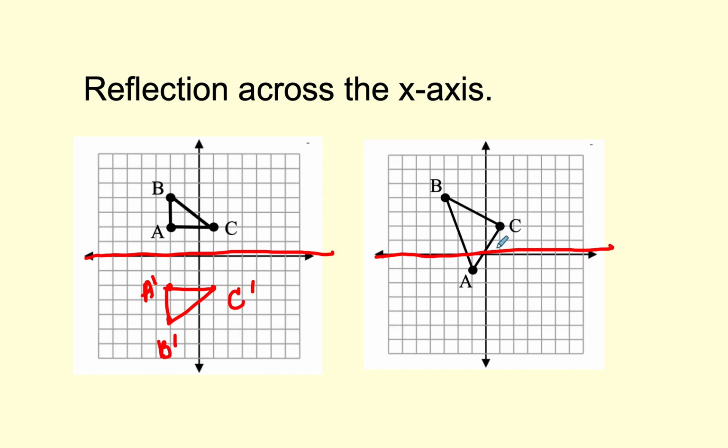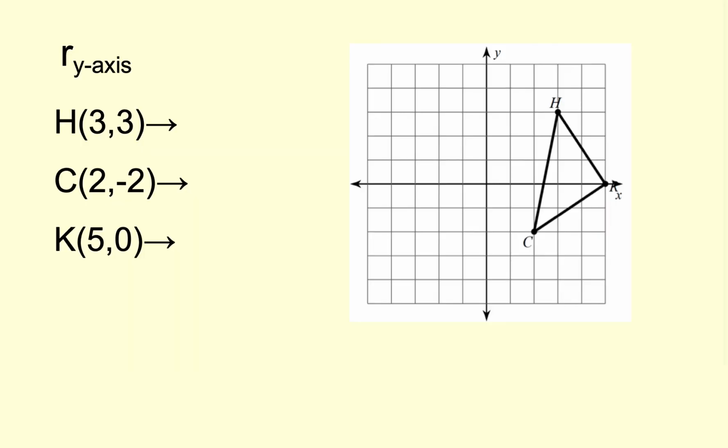We're going to go 2 units to the line, 2 units on the other side, C prime. A is going to go 1 unit to the line of reflection, 1 unit on the other side, A prime. B is 1, 2, 3, 4 units to the line, 4 units on the other side, so that's B prime. And let me go ahead and make the triangle. And you can see the triangle is reflected and it preserves its angles and side measures.